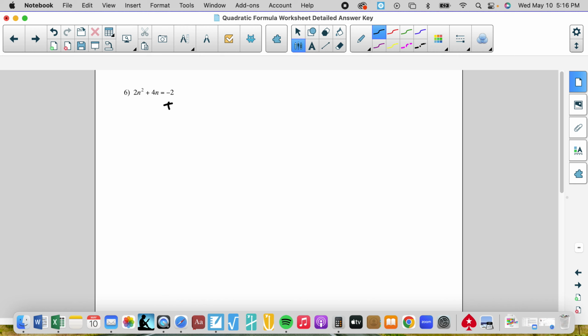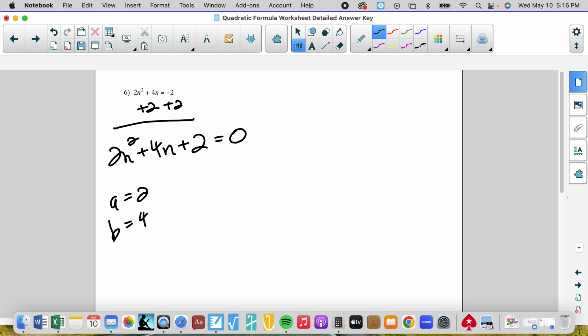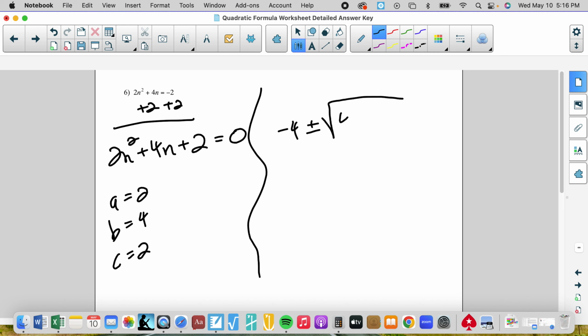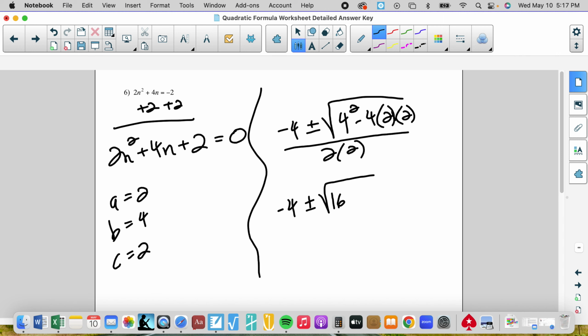Let's set it equal to 0. Add 2. 2n squared plus 4n plus 2 equals 0. My A is 2. My B is 4. My C is 2. Opposite of B, plus or minus square root of B squared minus 4 times A times C, all over 2 times A. Negative 4 plus or minus 16 minus 16 all over 4.